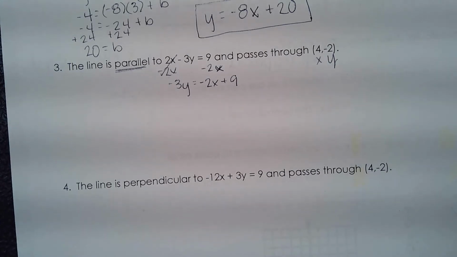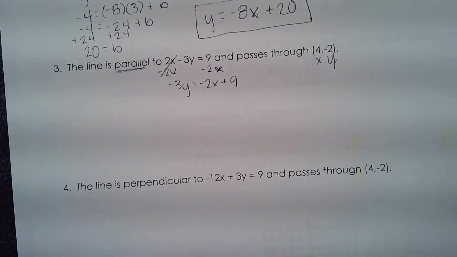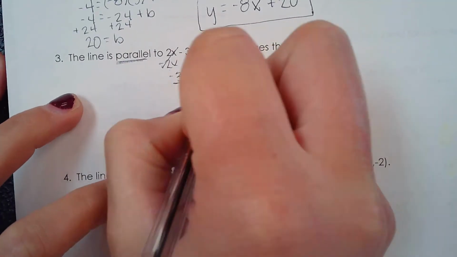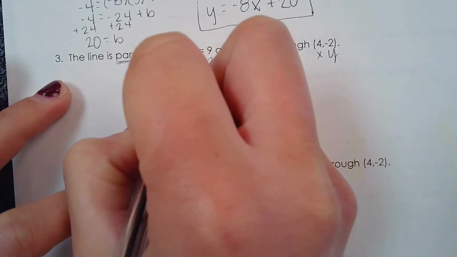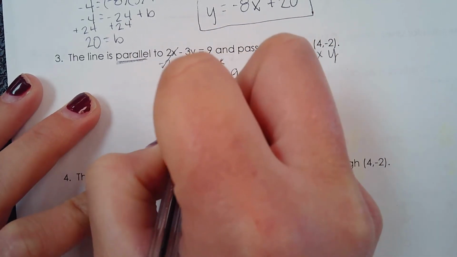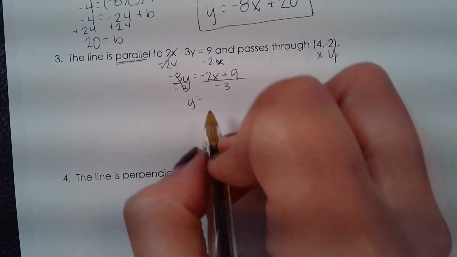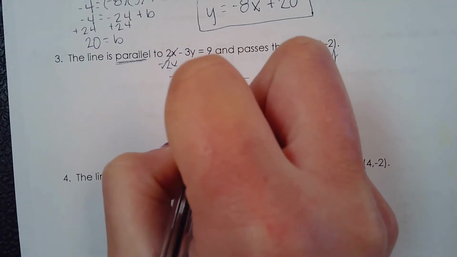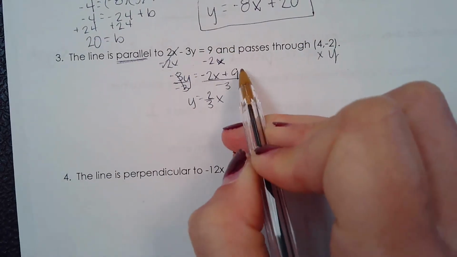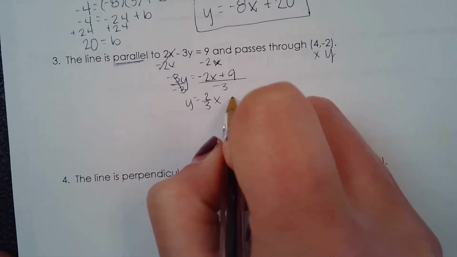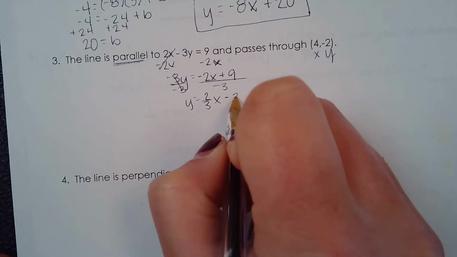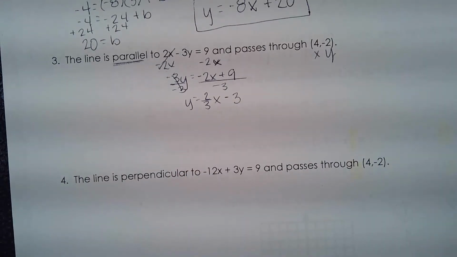And what's our next step from there? Divide by what? Negative 3. So negative 2x divided by negative 3. What is that? Somebody said 2/3 or 2 over 3. And then 9 divided by negative 3. Negative 3. So we're solved for y.